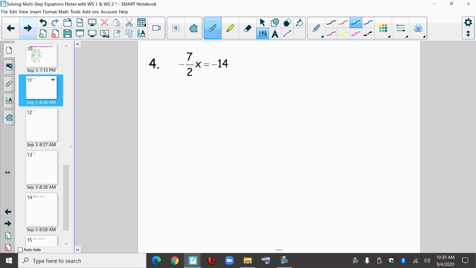Number 4. This is a fraction attached by multiplication to the x, so that means you're going to divide by a fraction. When you divide by a fraction, you're actually multiplying by its reciprocal. The negative has to go with either the top or the bottom. It doesn't matter. Just go ahead and make sure the fraction is negative. So the reciprocal of 7 over 2 is going to be negative 2 over 7 times negative 7 over 2 times x is equal to negative 14 times negative 2 over 7.